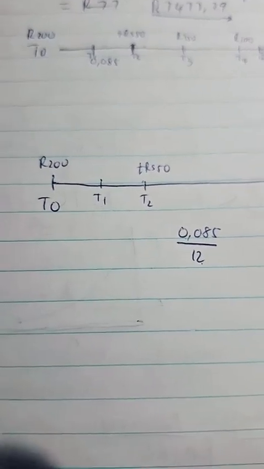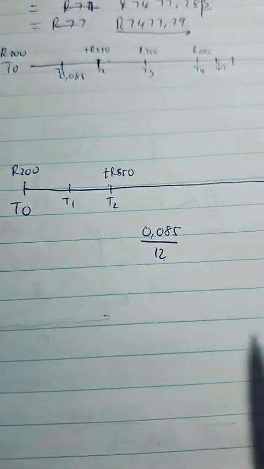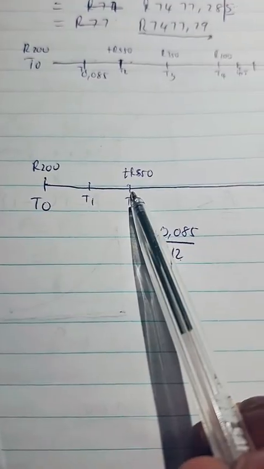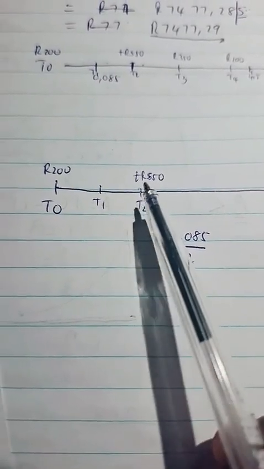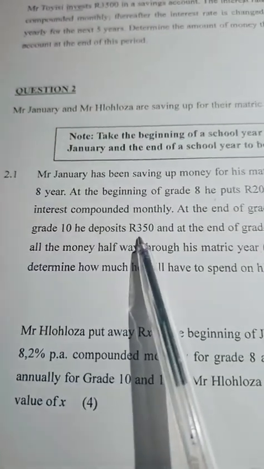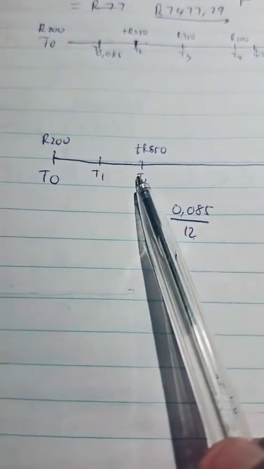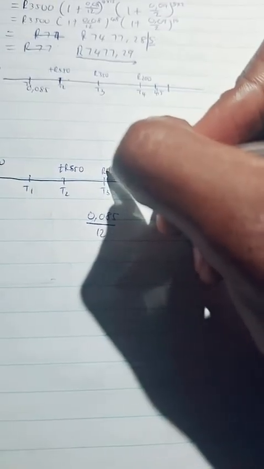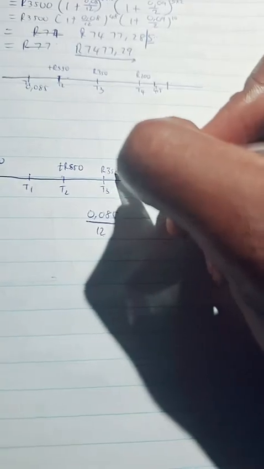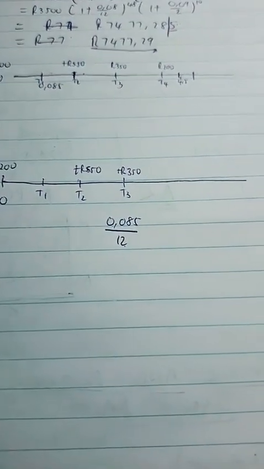Yeah, because as I was reading the statement the second time, I actually wrote tentatively the timeline based on what I was understanding. So I hope you understand what I mean. That end of grade 9 means 550 at T2. Then at the end of grade 10, he deposits 350. So here, at T3, we are at the end of grade 10. Deposits how much? At the end of grade 10 he deposits 350. So we are adding another 350.